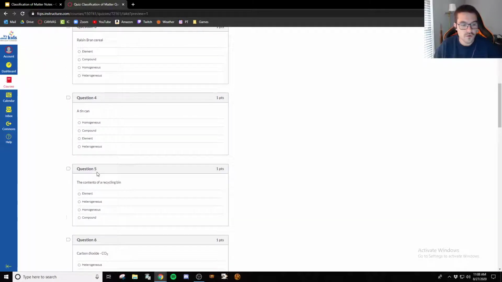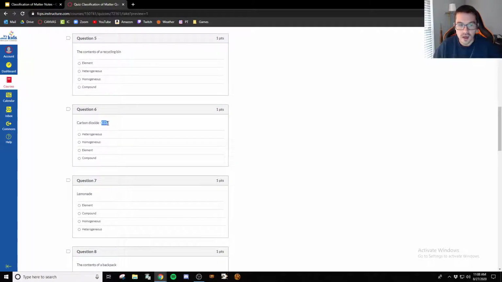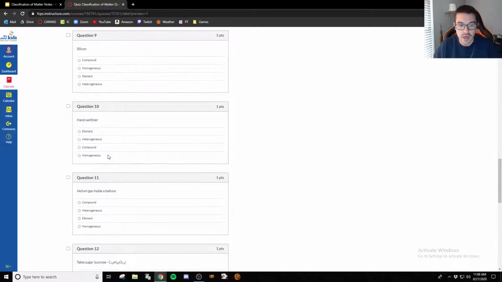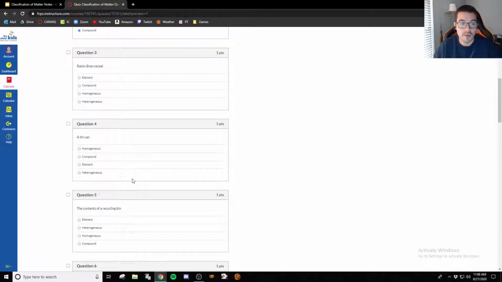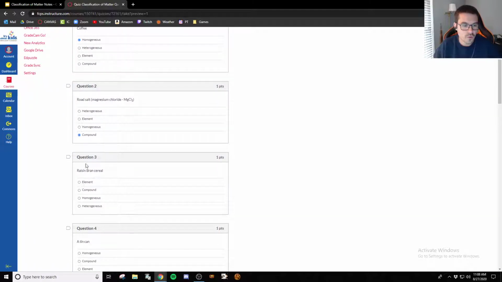Okay? So as you scroll through here, you may see other formulas. I'm going to want you to recognize that whenever you see those formulas, those are compounds. Okay? And then let's look at one more example on this one.